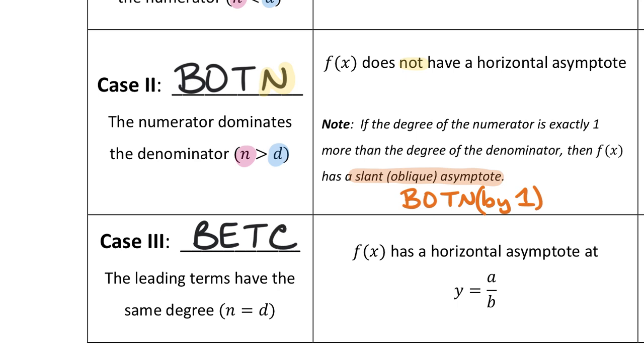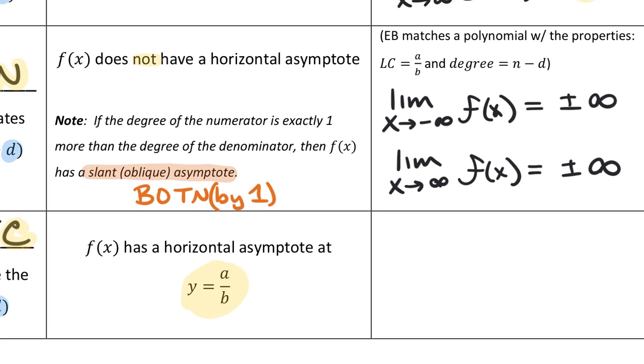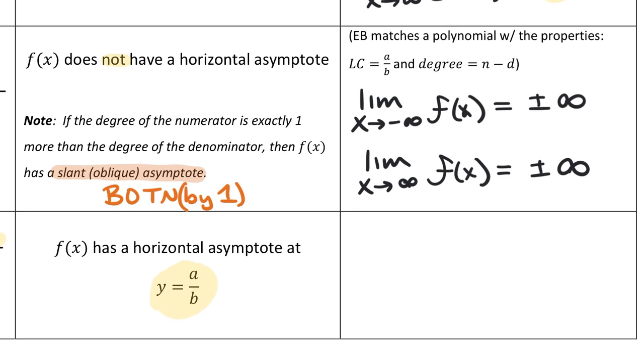B-E-T-C. This happens when the bottom degree is equal to the top. BETC. Bottom equal top. Again, that means that the numerator degree is the same as the denominator degree. And when this happens, the C tells us that we are going to take the coefficients of the top and bottom and divide them to find our horizontal asymptote. BETC. BOBO, BOTN, BETC.